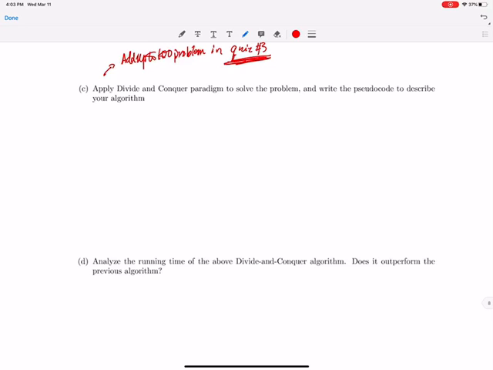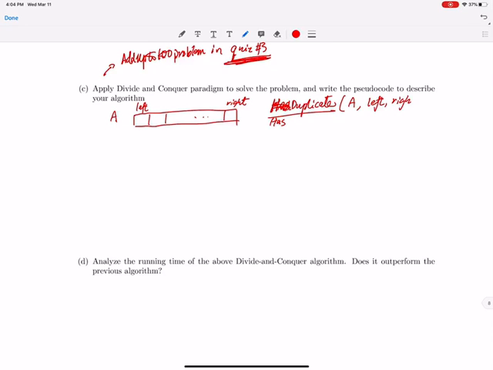So let's draw out our input, right? We have an array of elements, and the left and right index of the array is given. We want to find duplicates, or rather, check whether it has duplicates. So we are really writing a function that returns a true or false value. This is hasDuplicate, and the parameters are the list, the left index, and the right index.